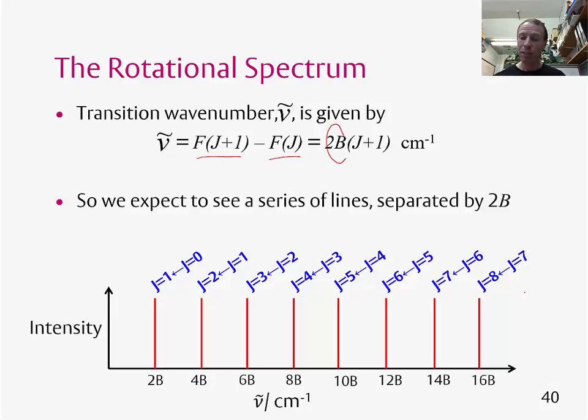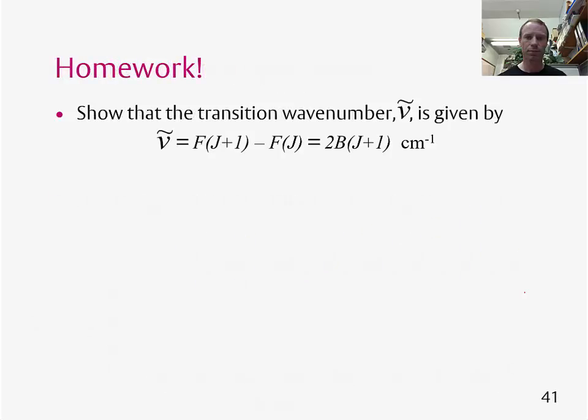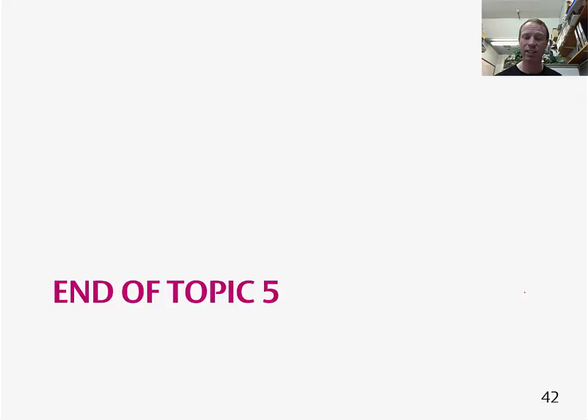Again, here we're just looking at the position of the peaks. We've now got to move on and think about the intensity of these peaks. But that's for the next topic. So here's your homework: to show that the transition wave number nu tilde is given by this expression here. And that's the end of this topic.